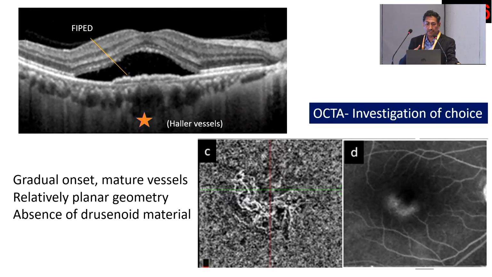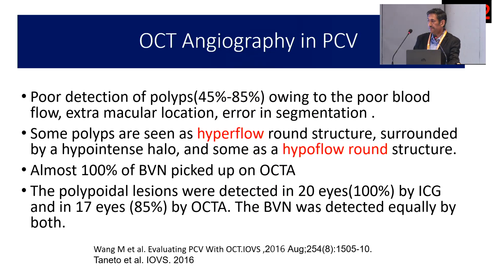So the OCTA picks up this CNVM in a very nice way. If you see the FFA, it does not really pick up. You just see a sort of leakage of indeterminate source, but OCTA is very good to pick PNVs. And similarly in PCV also. So PNVs can convert into PCV, and OCTA is quite useful in PCV also.